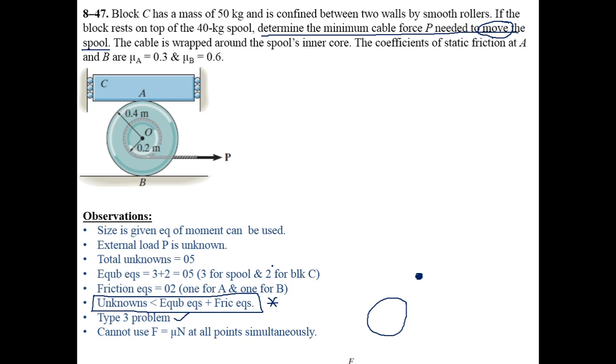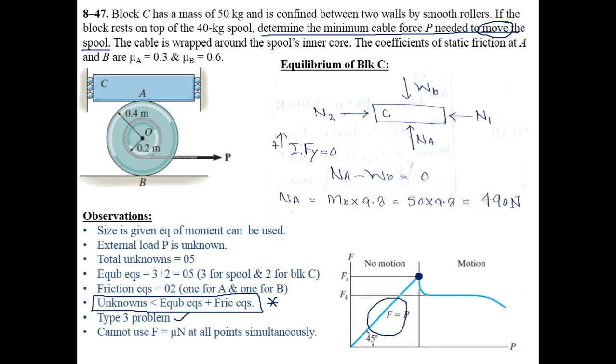And so now let's use the equilibrium of block C, and let's see what we can find out from this condition. So just redraw this block here and show all the known and unknown reactions. There is a contact reaction Na of the spool acting on the block, so that is why it acts in the upward direction. The weight of the block is acting downward. It is 50 kilograms, and the rollers are going to exert a normal reaction at the point of contact. So one normal reaction here, one normal reaction here, that is N1 and N2.